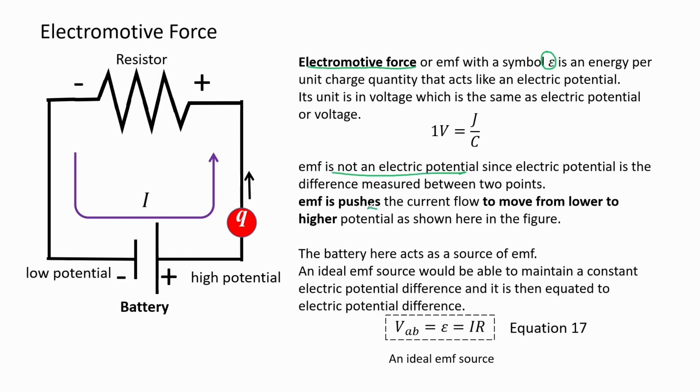EMF pushes the current flow to move from lower to higher potential, as shown here in the figure. The battery here acts as a source of EMF. An ideal EMF source would be able to maintain a constant electric potential difference, and it is then equated to the electric potential difference shown in equation 17.